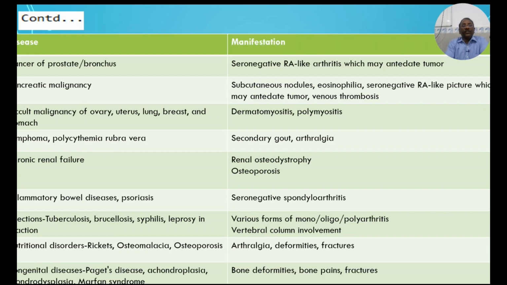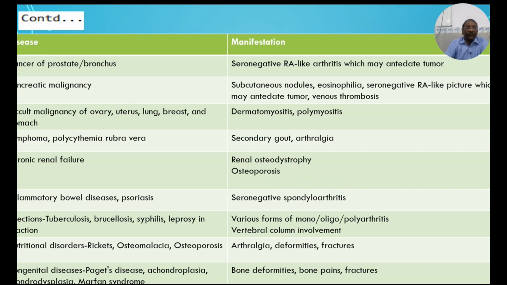See the cancer of the prostate and bronchus, pancreatic malignancy, occult malignancy of the ovary, lungs, etc., lymphomas, CKD. Again, CKD will have osteoporosis and renal osteodystrophy. So that is the reason you have to give calcium, phosphate, etc. Inflammatory bowel diseases, psoriasis, seronegative spondyloarthritis.